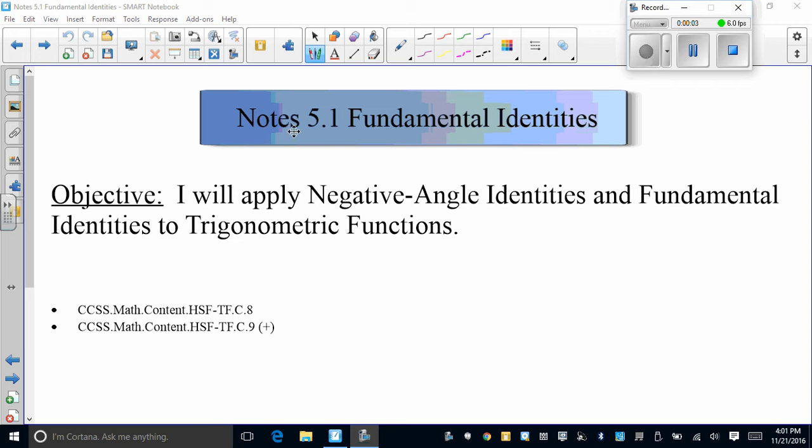Okay, so we're starting on 5.1, fundamental identities. Your objectives, you're going to apply negative angle identities and other fundamental identities to trig functions to basically rewrite them. Sometimes it's going to make it a more complicated looking one, but the purpose of this one is to get you playing with the identities and changing what they look like.